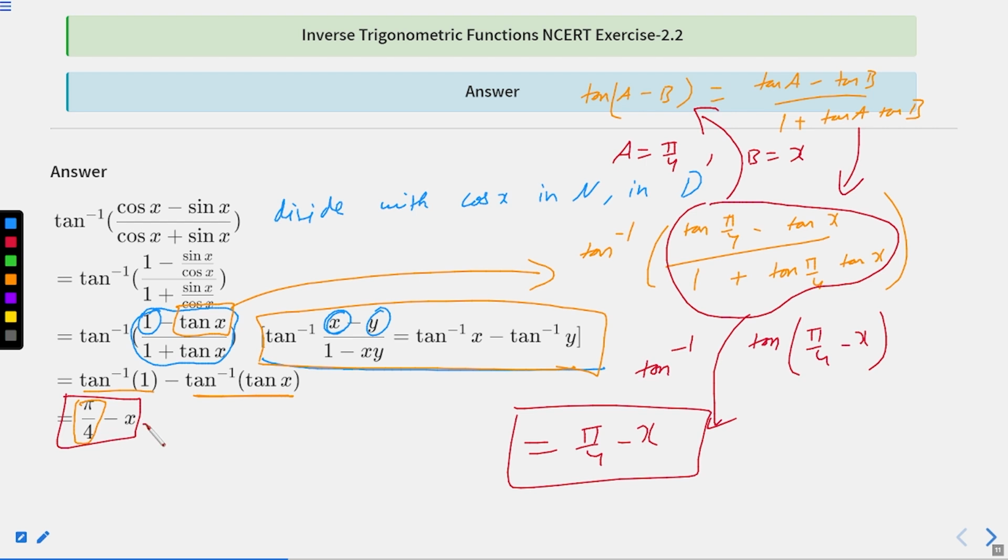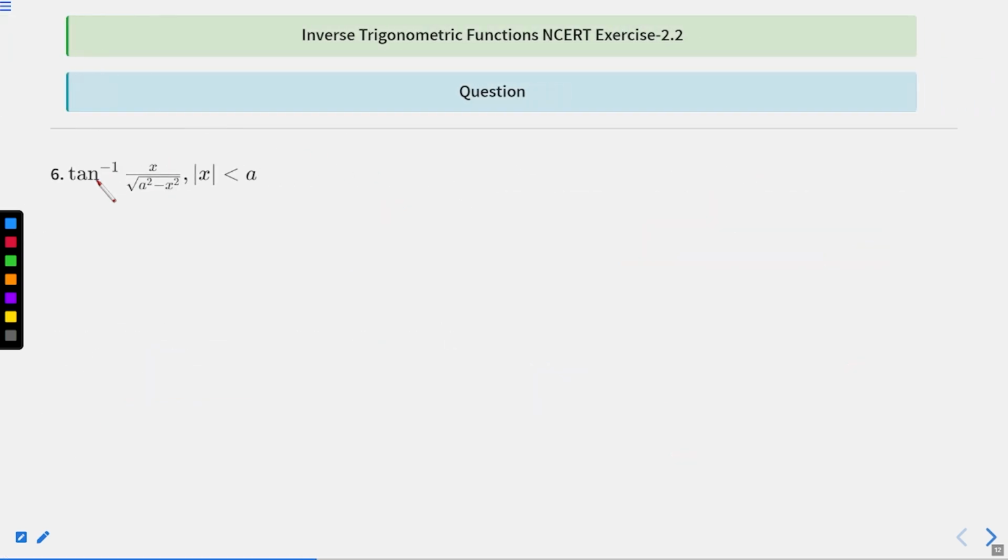Let's move to next question. Now the next question says tan inverse of x over root a square minus x square. So the question remains the same. We need to simplify it. So now the root is over there, and now we can substitute any trigonometric function such that somehow we get rid of this root. Okay, so what can you think of?